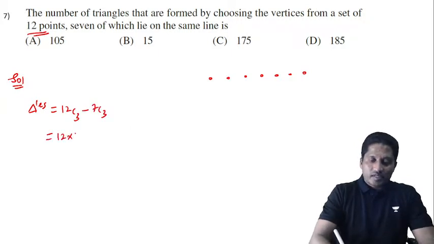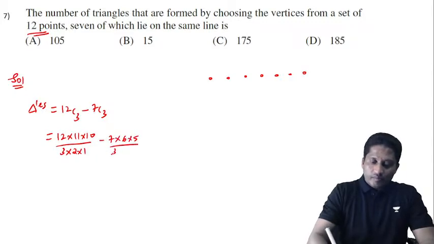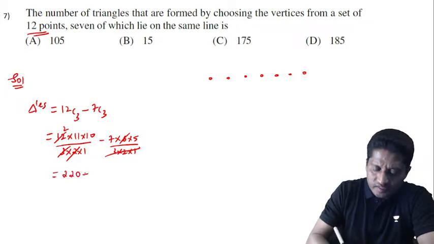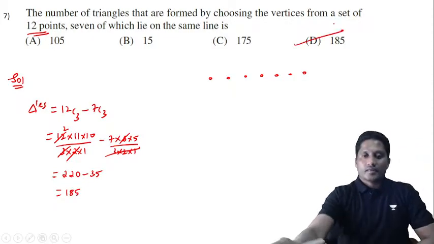12C3 is 12 into 11 into 10 upon 3 into 2 into 1. 7C3 is 7 into 6 into 5 upon 3 into 2 into 1. The 6 will cancel with 6. This will cancel with this 2 times. You get 220 minus 35, which is 185. Last option D.